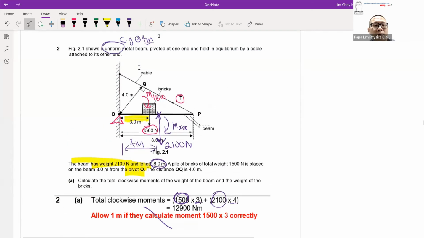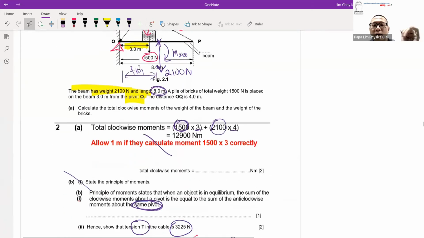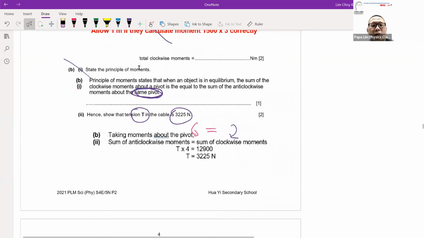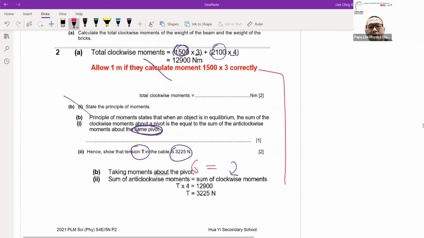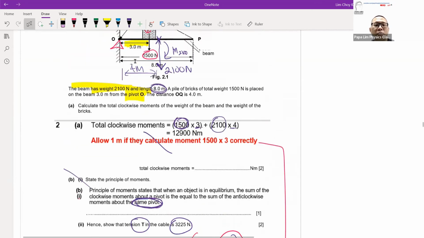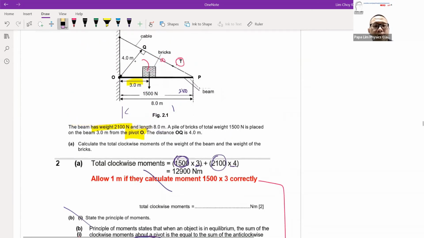So the problem here is, where do I find the anti-clockwise moment? The clockwise moment is settled already. The clockwise moment is here. So where is the anti-clockwise moment? Let me erase it. The anti-clockwise moment is because of this guy, your tension T. Tension is here, so the T is here.